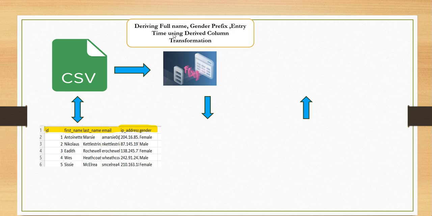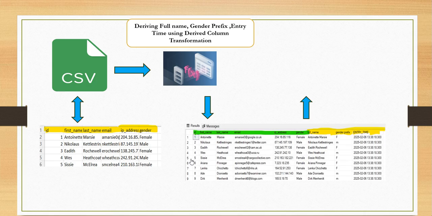That means full name we are going to calculate by combining first name and last name. Gender prefix we are going to calculate by taking the gender input. If it is female, then we take the prefix F. If it is male, then we take the prefix M. Likewise, then for entry time we are going to add one more column with the system date. After doing this derived column transformation, you can get the result like this.